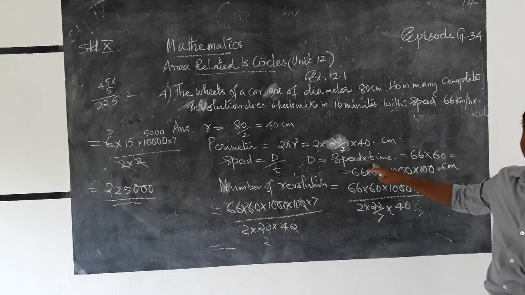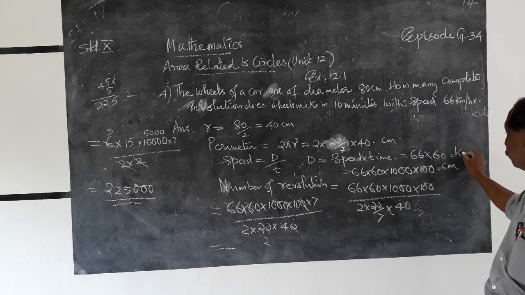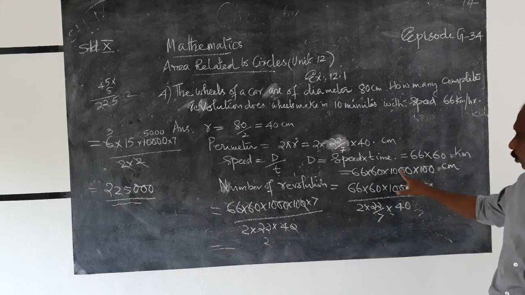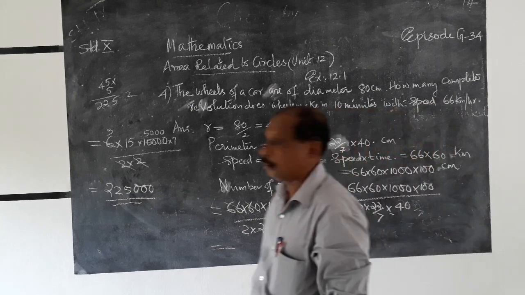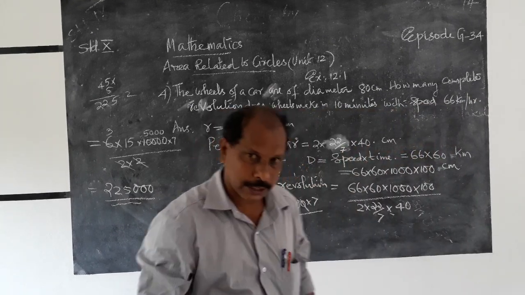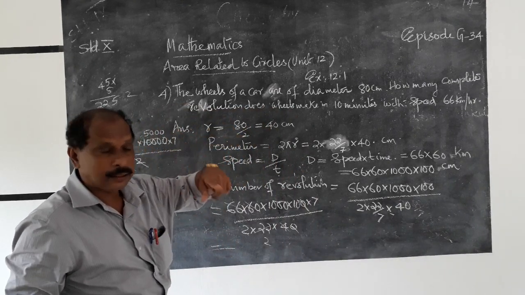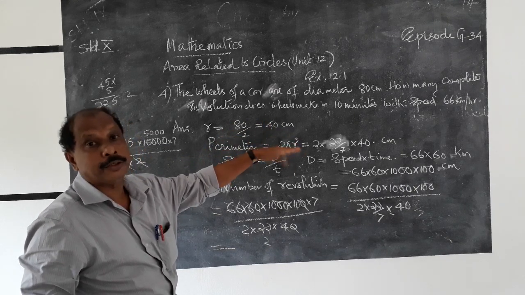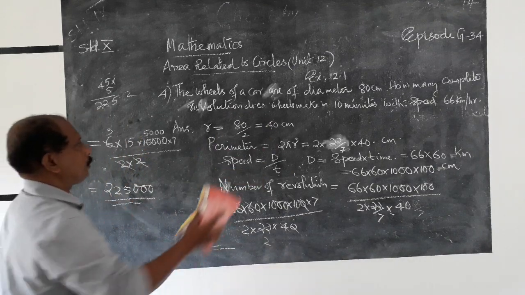That means distance is equal to speed into time. That is, this one is what? Kilometer. 1000 meters is equal to 1 kilometer, 100 centimeters is equal to 1 meter. Therefore, we get 2,25,000 number of revolution. That is the correct answer. For the first case there is a mistake. We cannot convert the distance from kilometer to centimeter. Therefore, the number of revolution is 2,25,000.